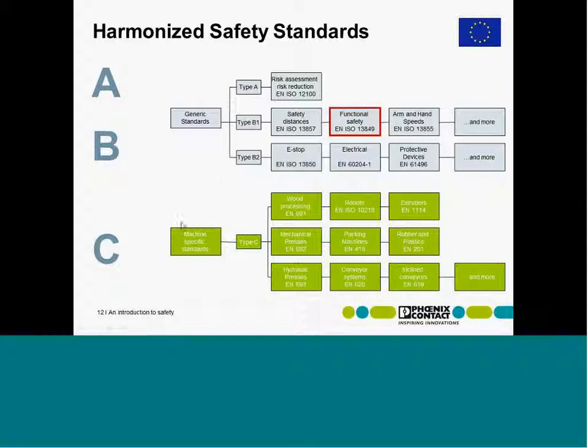And then we will see a lot of C standards, as you see here on the bottom line. C standards are standards which are related to special machines, like wood processing machines, power presses, packaging machines, robots, and other things. So that is the structure of the standards in Europe.